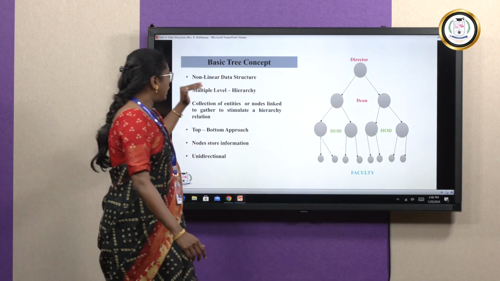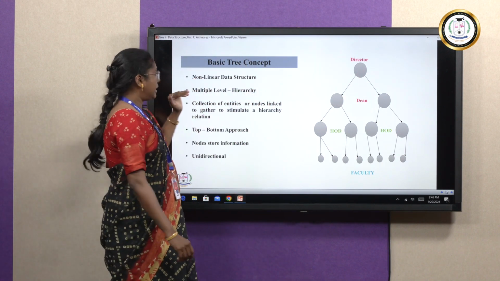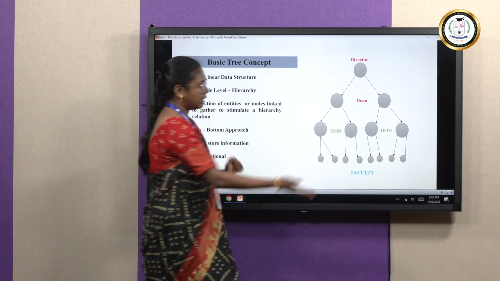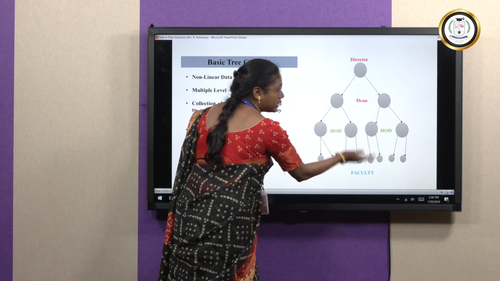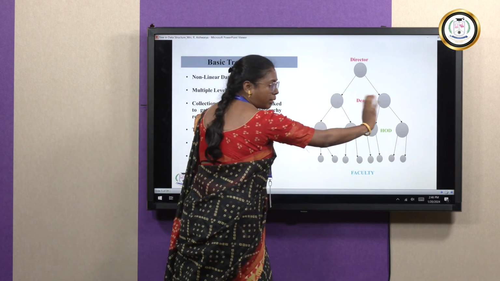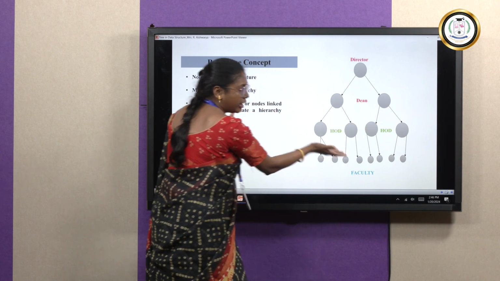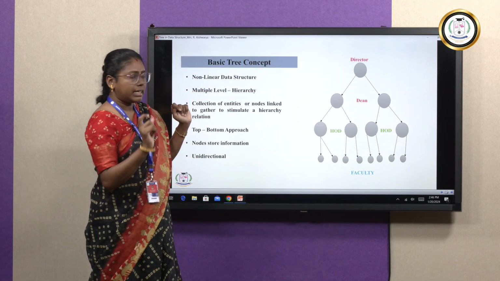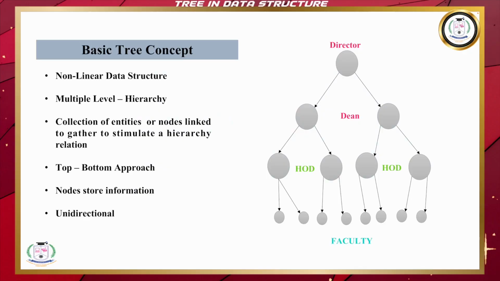Here I want to tell you it is non-linear. It comes under the non-linear data structure and it is a multi-level hierarchy. As I said, it is multi-level, so it is not organized in a linear manner. It is in a hierarchy manner. Multi-level's another name is nothing but hierarchy. The basic tree concept definition is a collection of entities or nodes linked together to simulate a hierarchy relation.